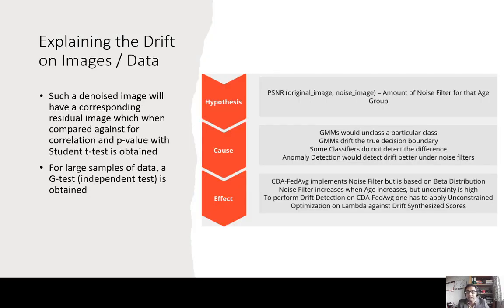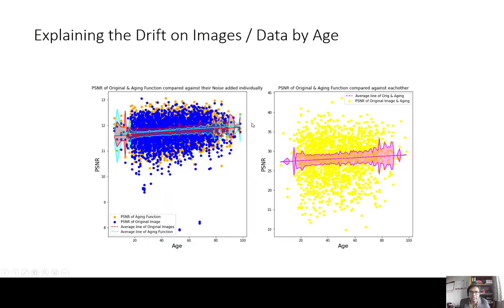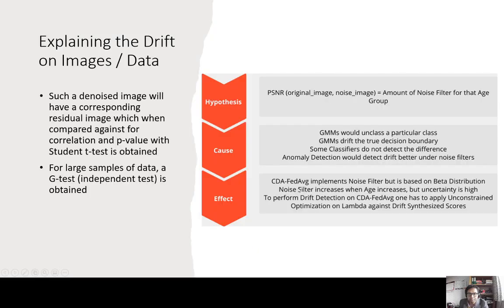So to perform drift detection on CDA fed average, one has to apply unconstrained optimization on the lambda, because lambda keeps on changing based on the age. So it is varying, and we have to find an optimized lambda for that group. Just a threshold would not work well, because the algorithm is dependent on the noise filter, so we have to optimize the lambda, and then we get good results, and that too should be measured against drift synthesize scores.